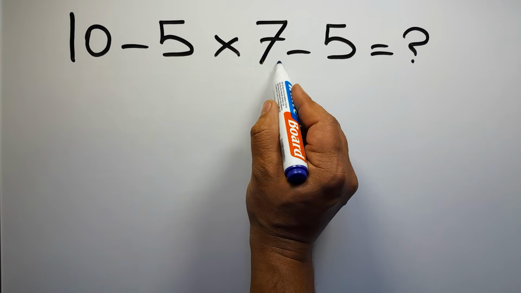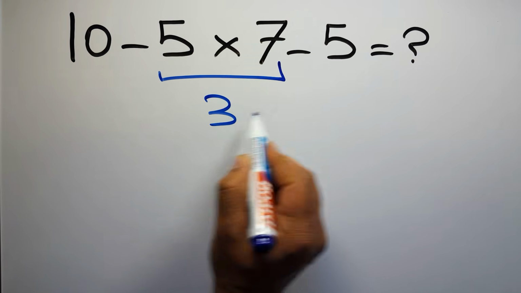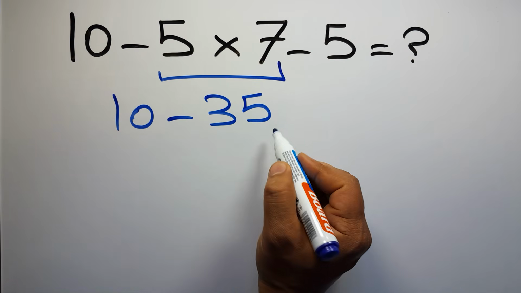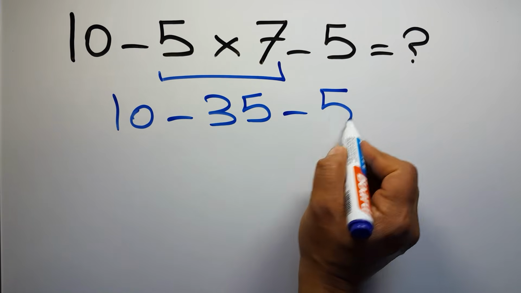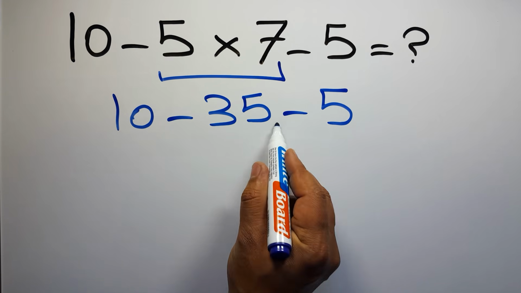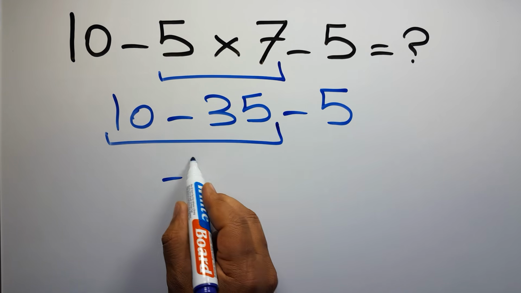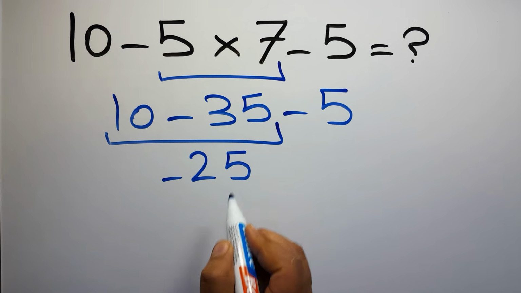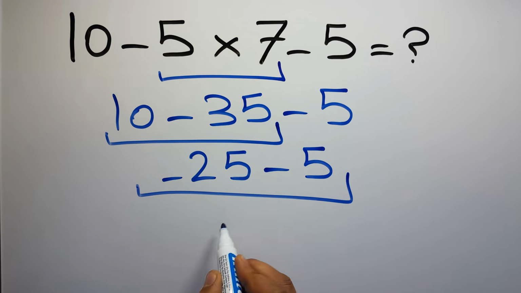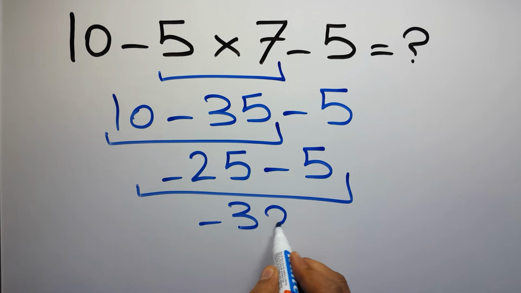5 times 7 gives us 35. So 10 minus 35, then minus 5. Now we have to do this subtraction. 10 minus 35 is just negative 25. Then minus 5, which equals negative 30. And this is our final answer to this problem.